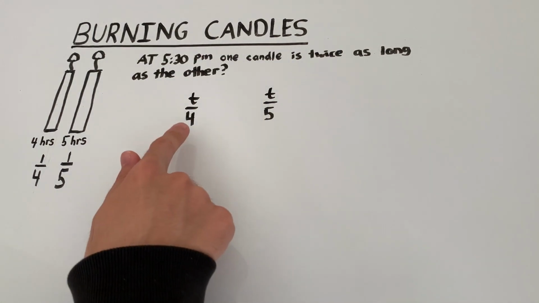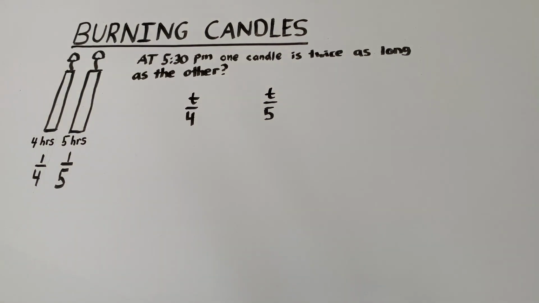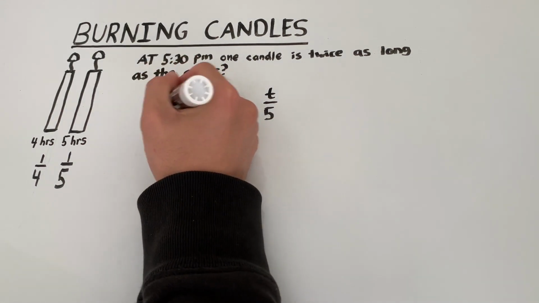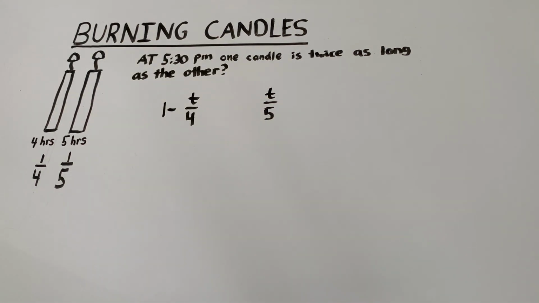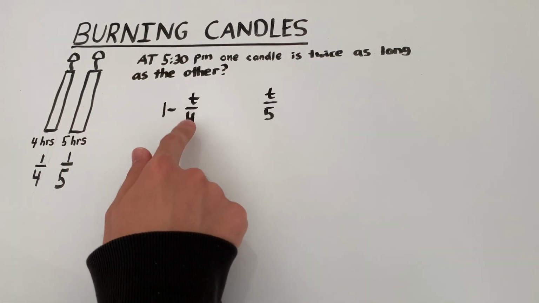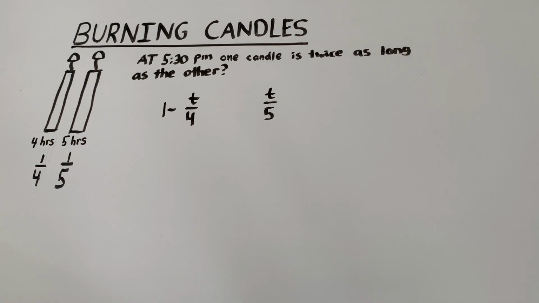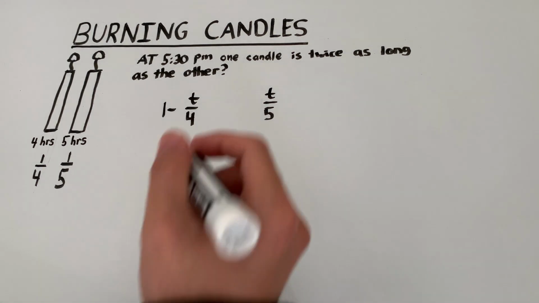Now if this is how much the 4-hour candle has burned off in T hours, then what remains is 1 minus T over 4. From one whole candle, this is how much has burned off, so this is how much is remaining. Similarly, for the other candle, if T over 5 has burned off in T hours, then what's left is 1 minus T over 5.